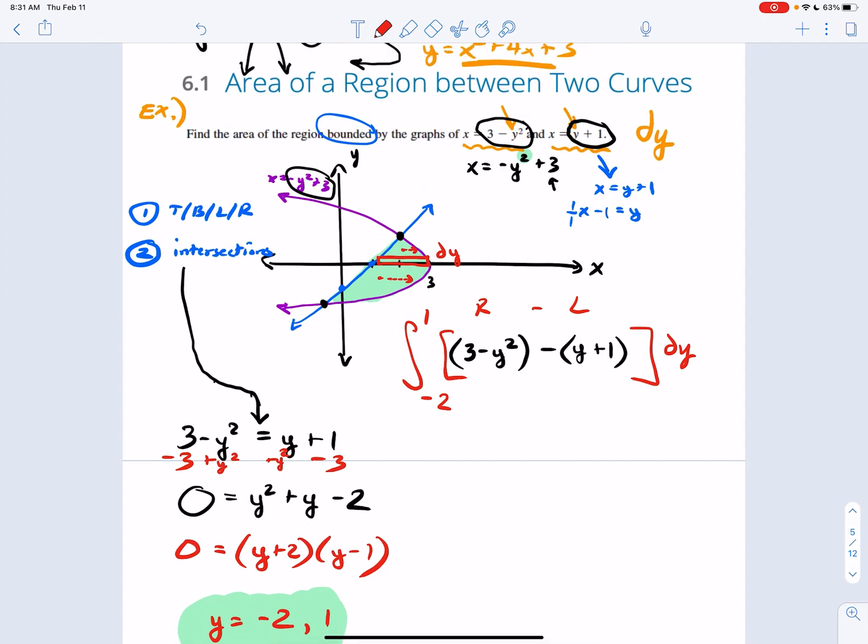So once you have your integral set up, the rest is easy. Okay? We can do this by hand, but for the sake of time, let's just do it with a calculator, okay? So what you guys are going to do is you're going to type this out.